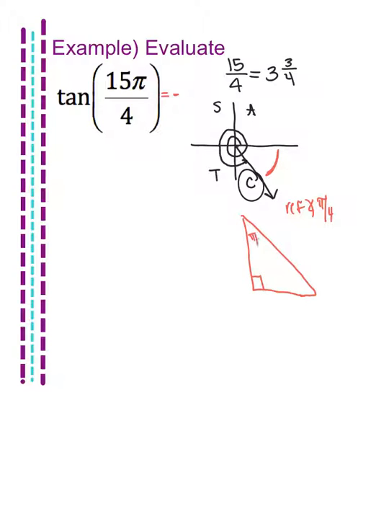So I'm going to my 45, 45, 90 triangle. And when I evaluate tangent, you do opposite over adjacent, which is just 1 over 1, and 1 over 1 is just 1. So tangent of 15 pi over 4 is 1. And also from graphing this, hopefully you can see that 15 pi over 4 and 7 pi over 4 are coterminal angles.